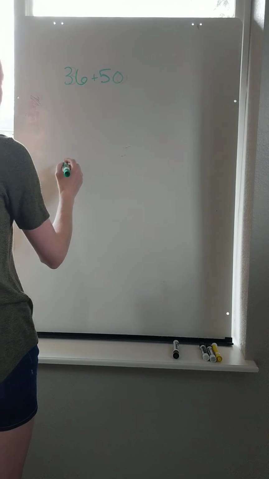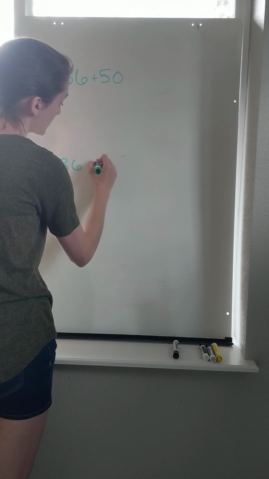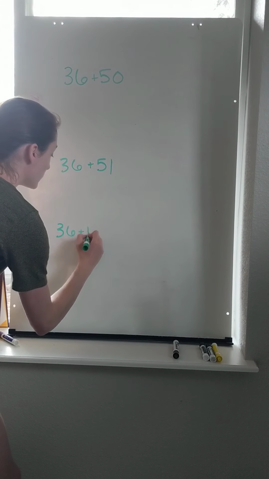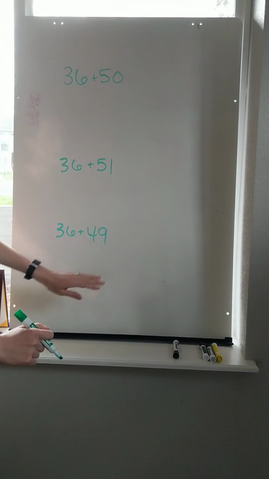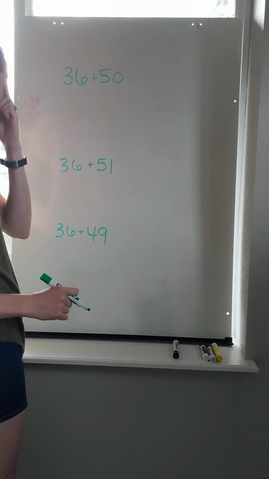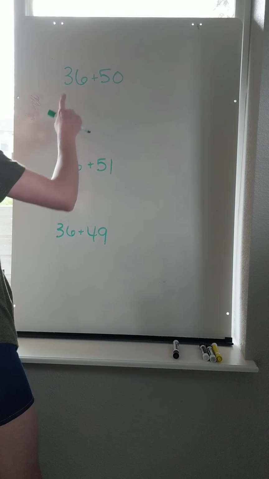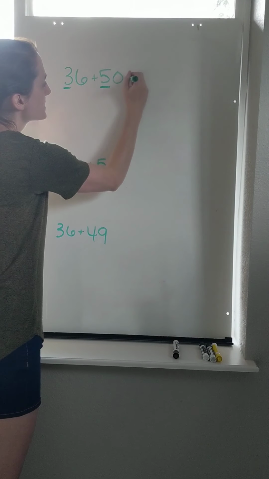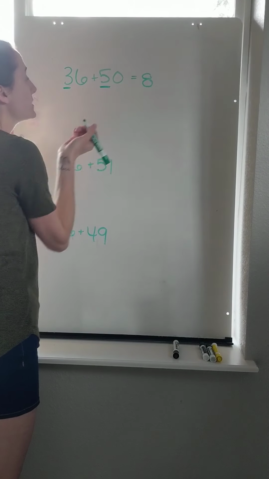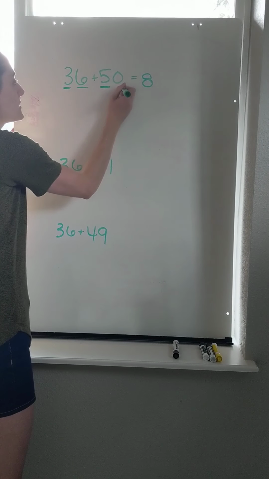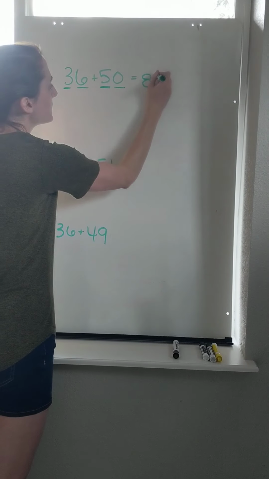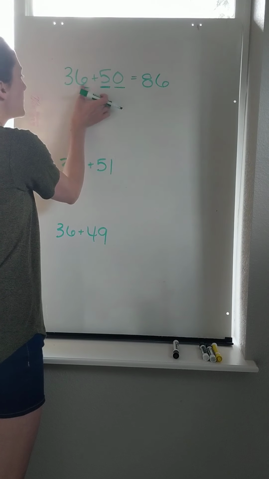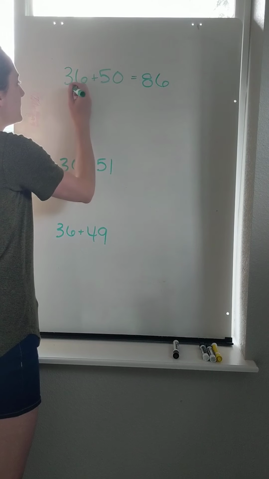36 plus 50, 36 plus 51, and 36 plus 49. Okay, so I start with my basic one, and I think about this. Say 36 plus 50. Well, all I have to worry about is adding my 3 tens with my 5 tens. That makes 8 tens, so that's going to be 80. And then I add my ones with my ones. That makes 86.